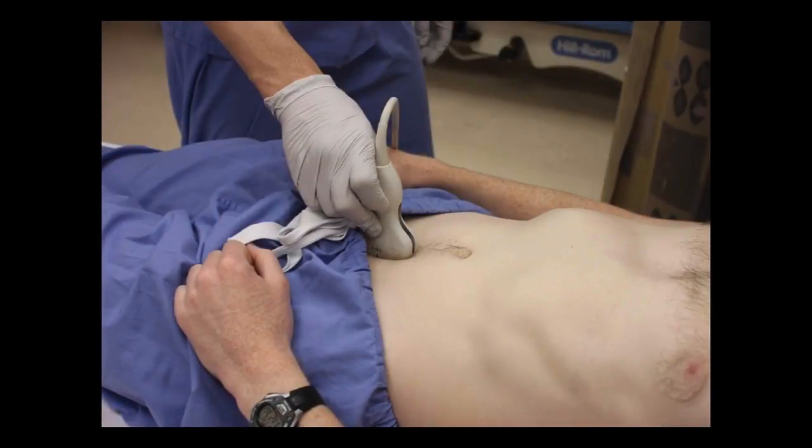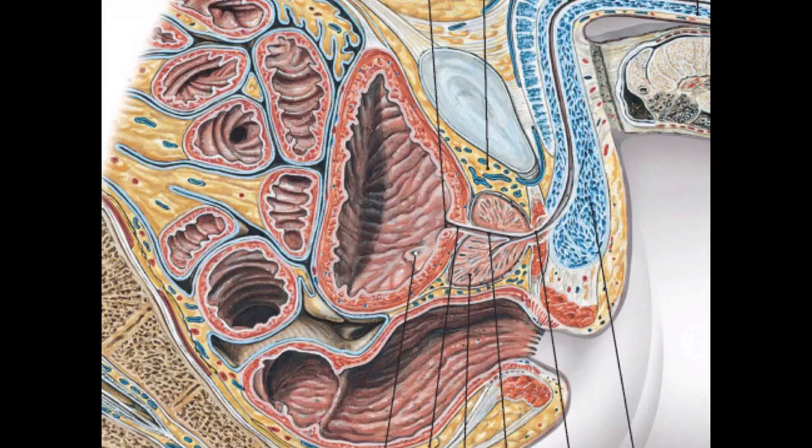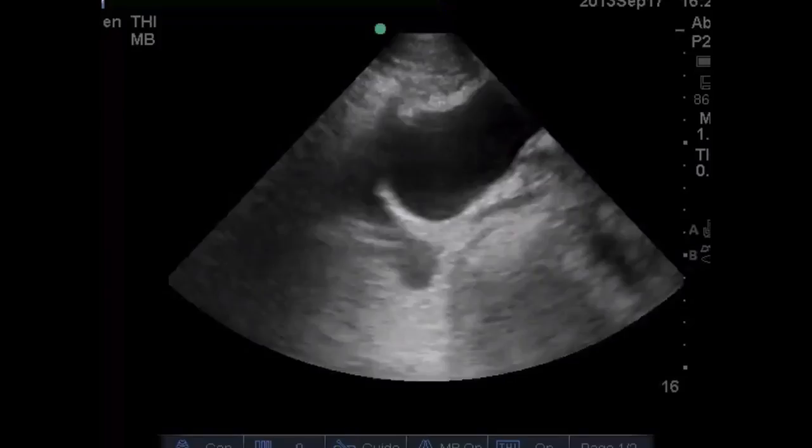The next most common place for fluid to accumulate is going to be in the pelvis. You want to use the curvilinear or phased array probe. You want to stick it right above the pubic symphysis with the probe marker facing up towards the patient's head. In a male patient, this is the image that you're going to see. Fluid's going to accumulate behind the bladder.